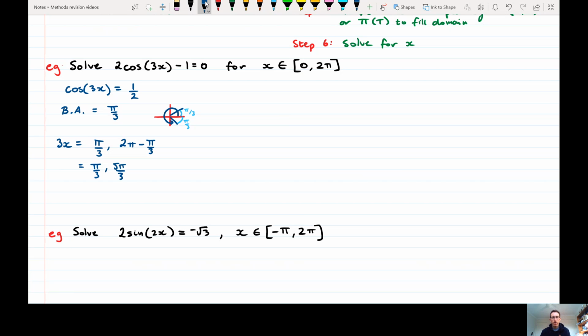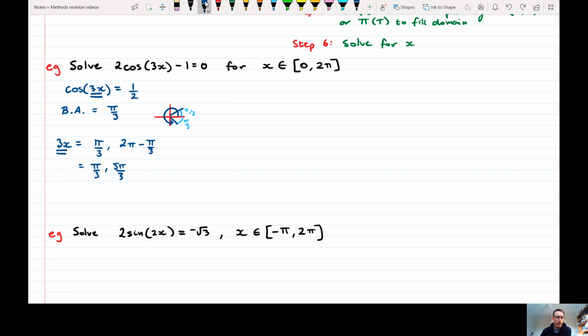Up to this point, for both methods, was still the same thing. Note at this point that this 3x is exactly the same thing there. That is really important that you leave it as 3x. Don't divide your base angle by 3. You leave it as pi on 3. Once everything's substituted in, it's all set up, then we start dividing by 3. So this is where we're going to diverge.